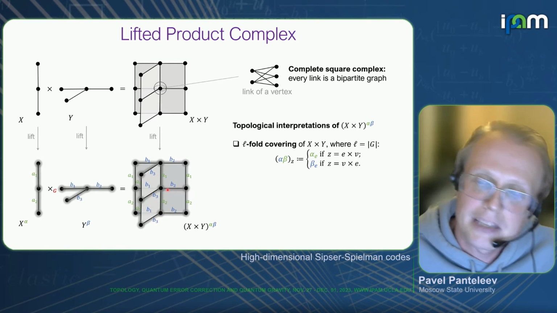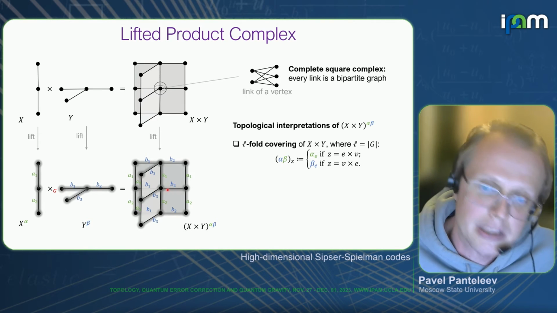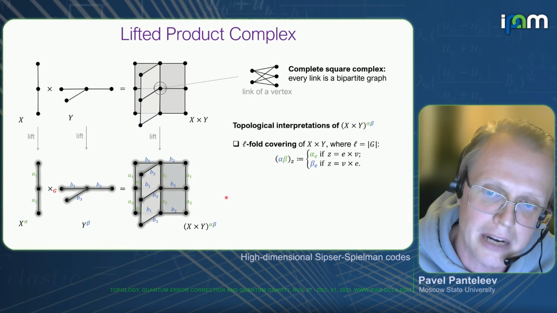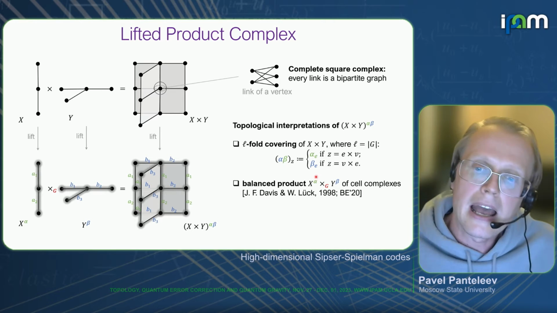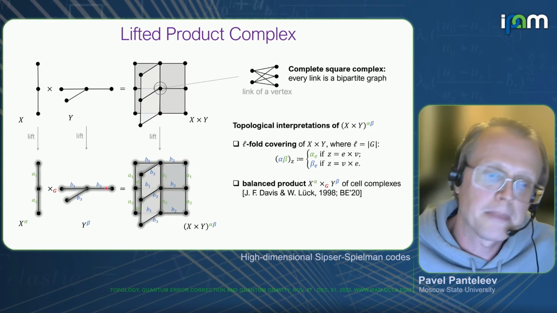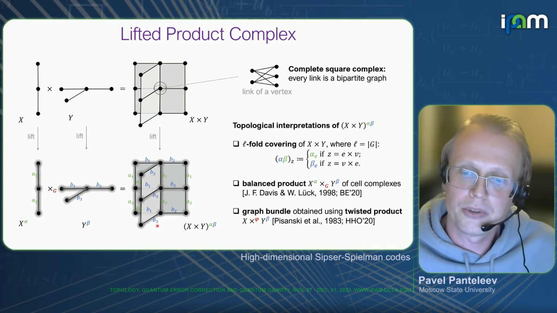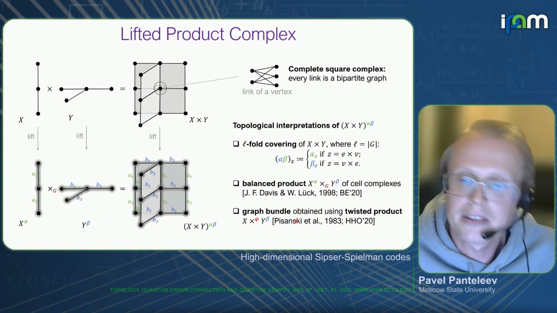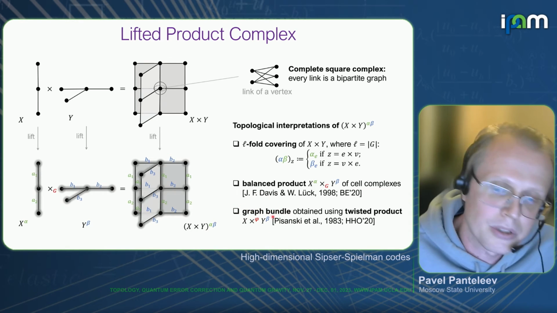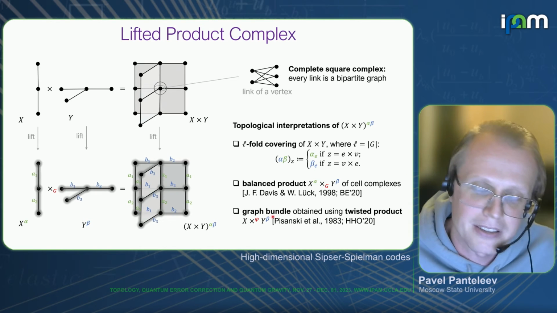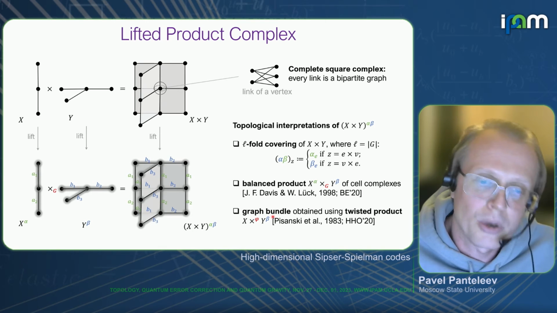And this is very important for all the constructions of good LDPC codes. And as I said before, we have several geometrical and topological interpretations of this covering. First of all, it's a covering, which I already described. It can also be viewed as a balanced product of two graphs. And it can also be viewed as a graph bundle. What is also interesting is that these ideas of balanced products and graph bundles were known for many decades, and people from quantum fields noticed them only recently.